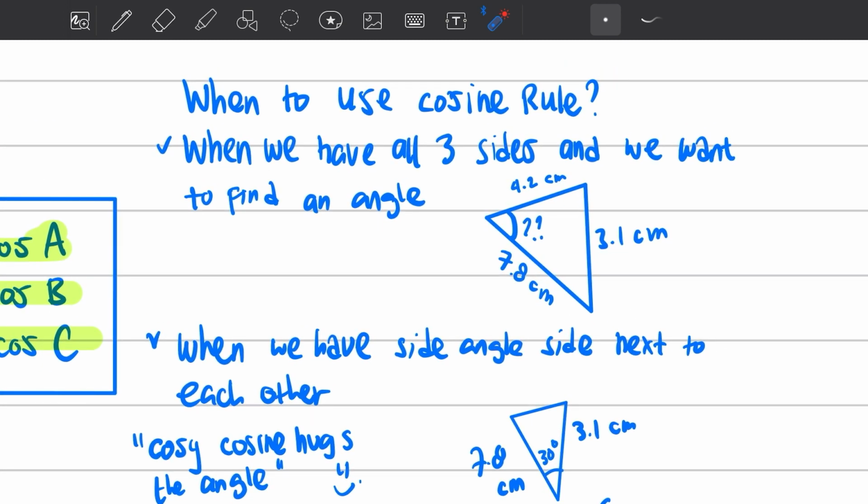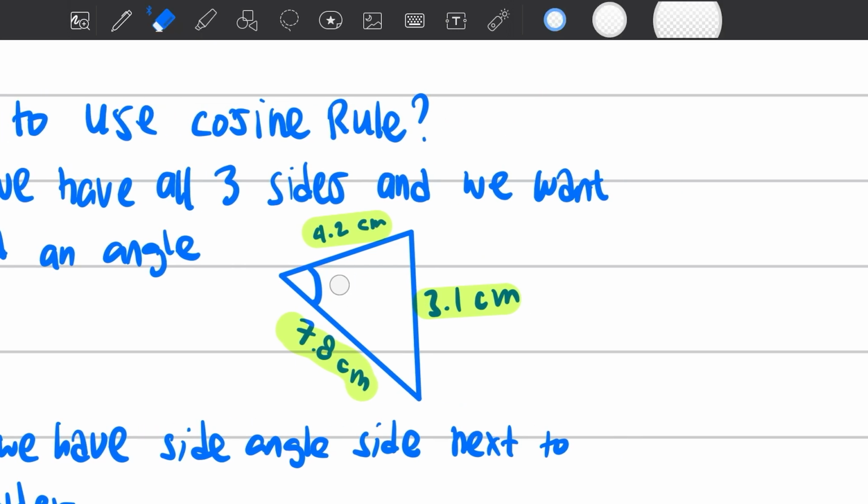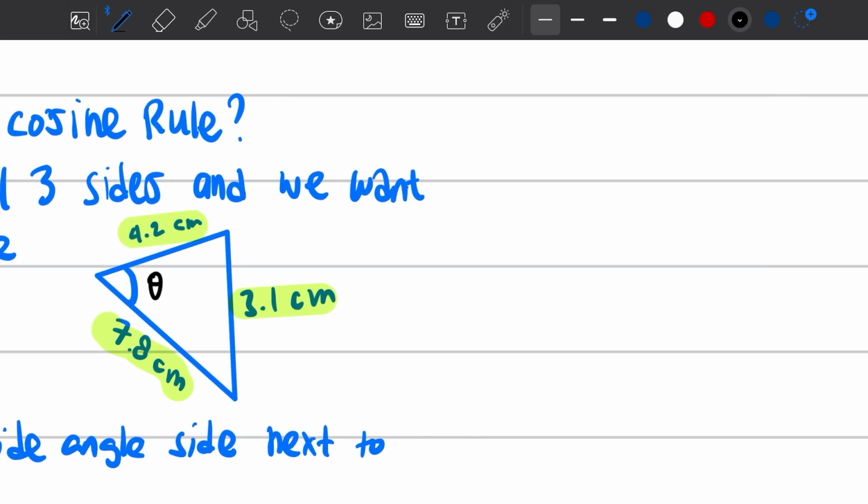Now, the question is when to use the cosine rule. The first case, when we have all three sides and we want to find an angle. Let's say I have a triangle with sides 7.8, 3.1, and 4.2. If we know three sides and we want to find an angle, we can use the cosine rule. So how to find the angle that you want to find? Let's say this is theta.